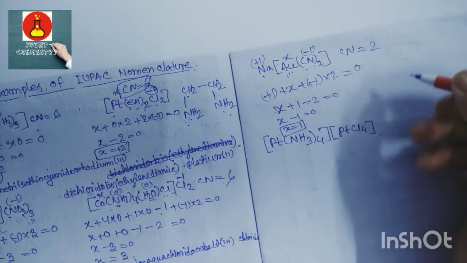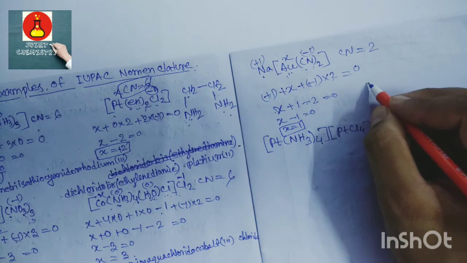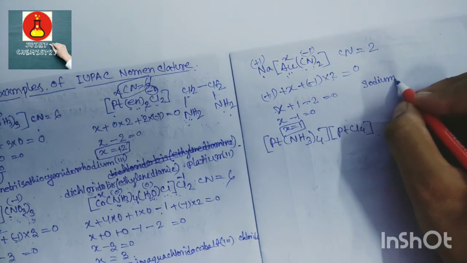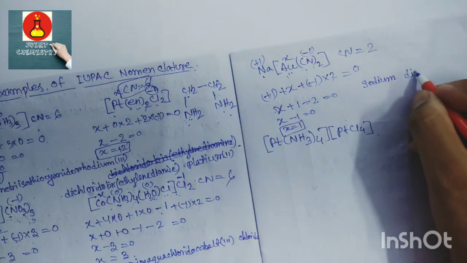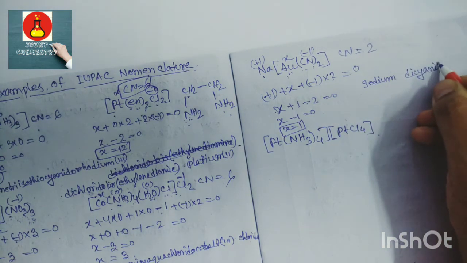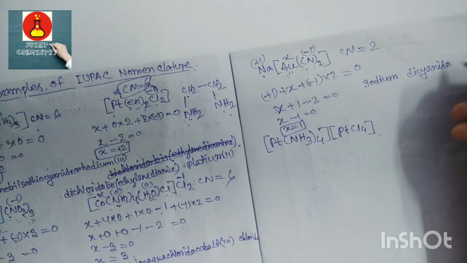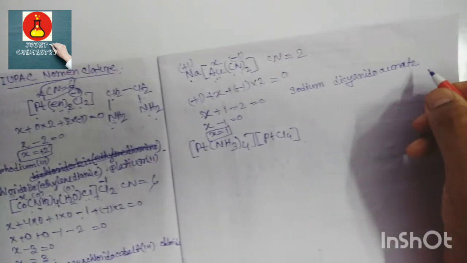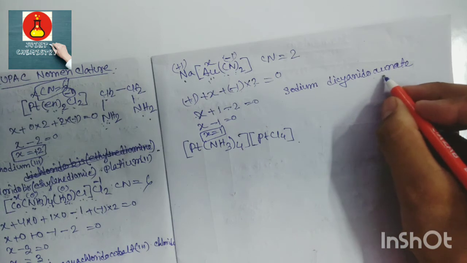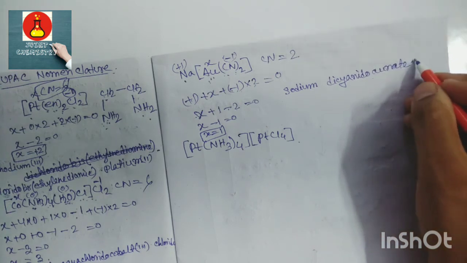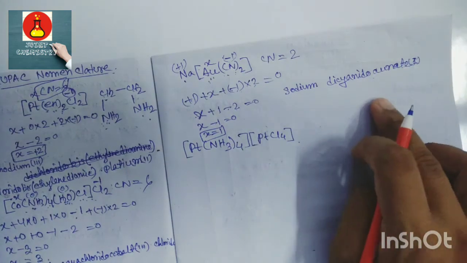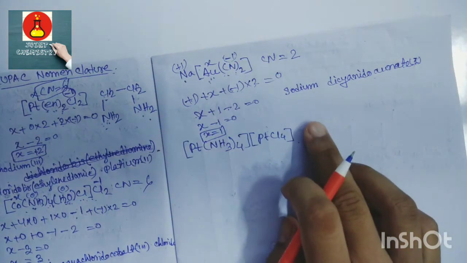So the name is sodium, then there is a space, then dicyanide, and the metal name, then 1. Dicyanide with the metal name and 1. So this is the IUPAC name of this complex.